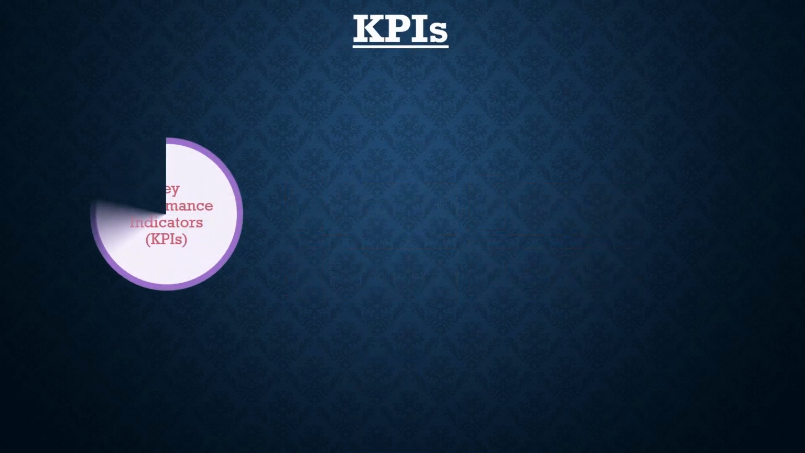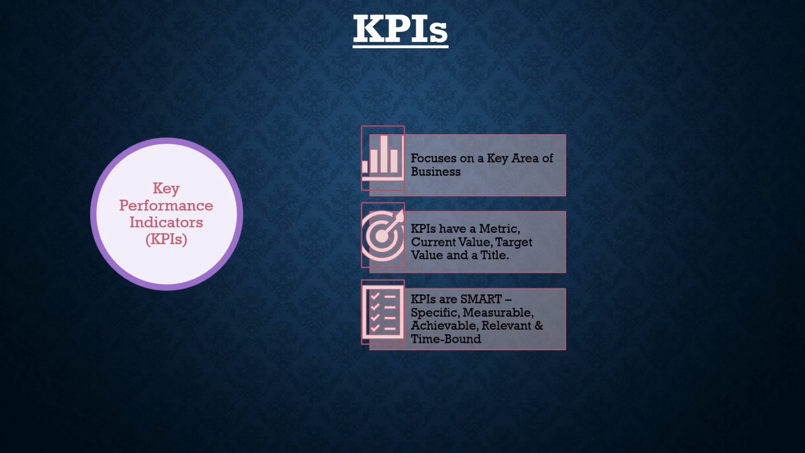Next, we consider key performance indicators, or KPIs. They 1. Focus on a key area of business. 2. Must have a metric, a current value, a target value, and a title. There is no start value considered. KPIs are not measuring the improvement over time of a metric.